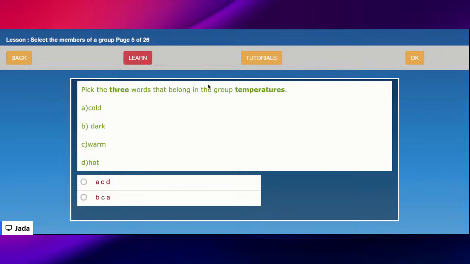All right, three words that belong in the group of temperature. This one would be, a lot of people are here. Option one. You guys, you have to remain here until we finish. Don't go away. Okay? ACD. Correct.